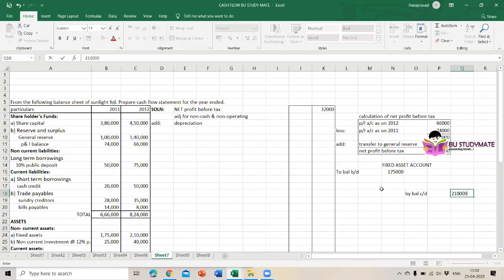Anything else it has given? Yes, in the adjustment, the new purchase is given. So I'll write here new purchase, to bank account. Because while purchasing an asset, we have to write the journal entry: machinery account debit to bank account. So how much is that? 50,000.